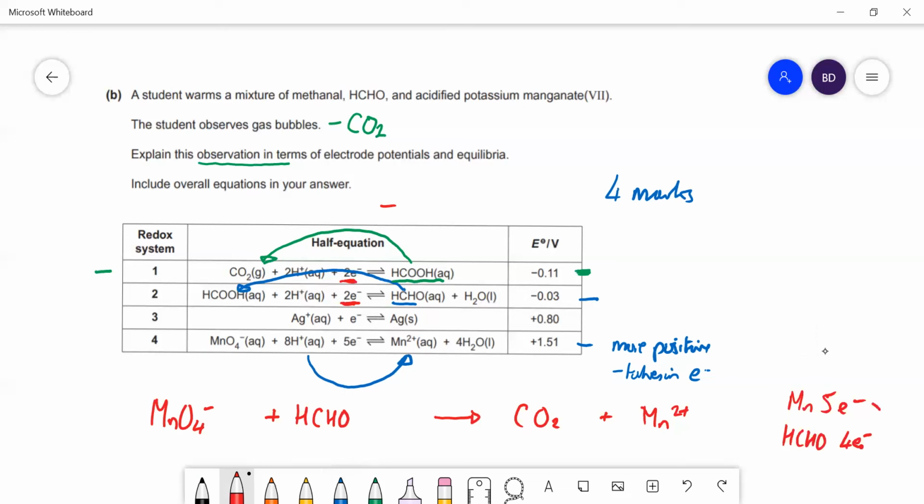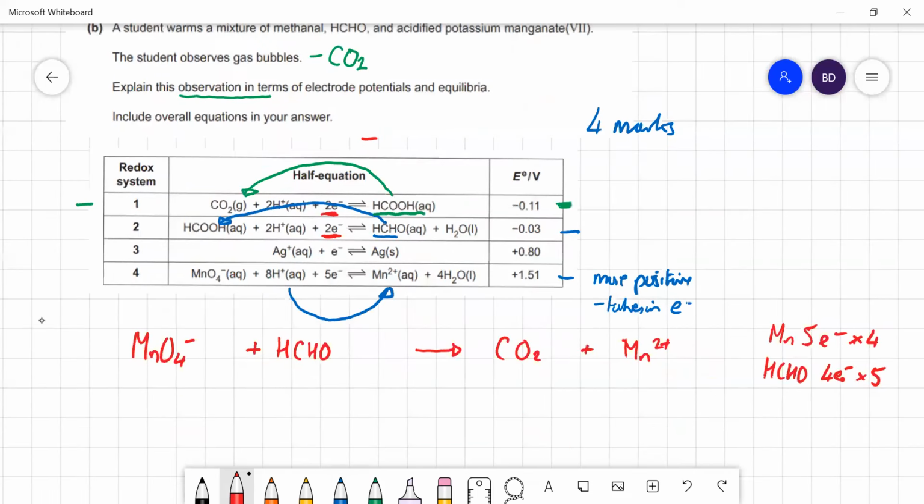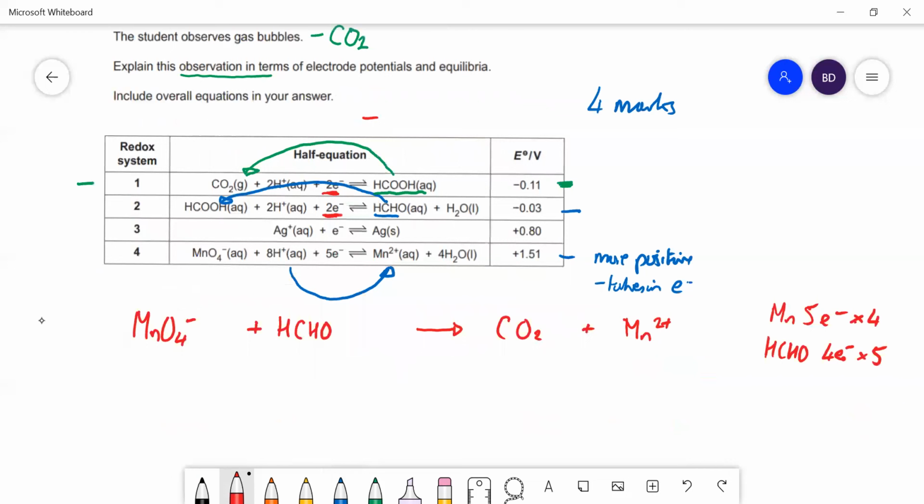So we're going to have to multiply this one by 4 and multiply this one by 5. Okay, so let's write down those. So we're going to have the 4 manganate into 4 Mn2+. We're going to have 5 of those going to 5 CO2s.